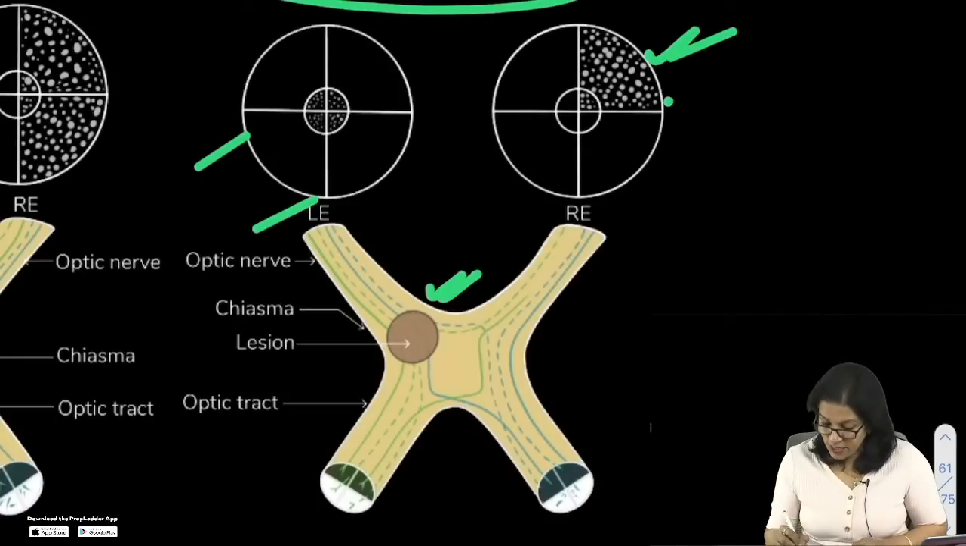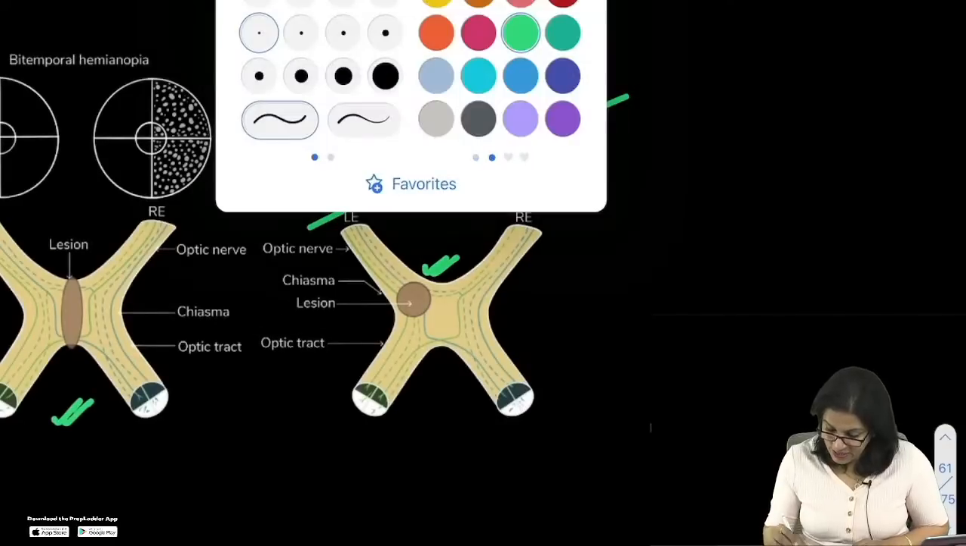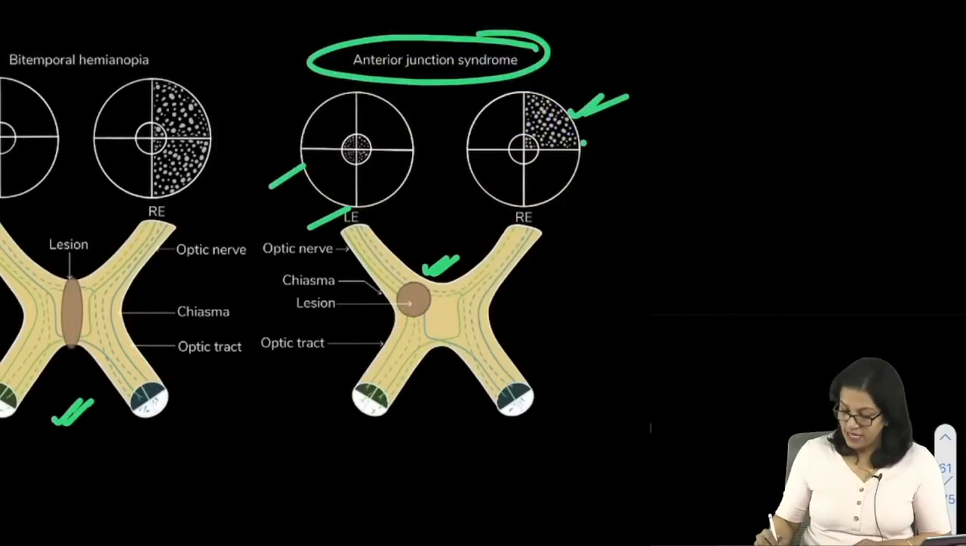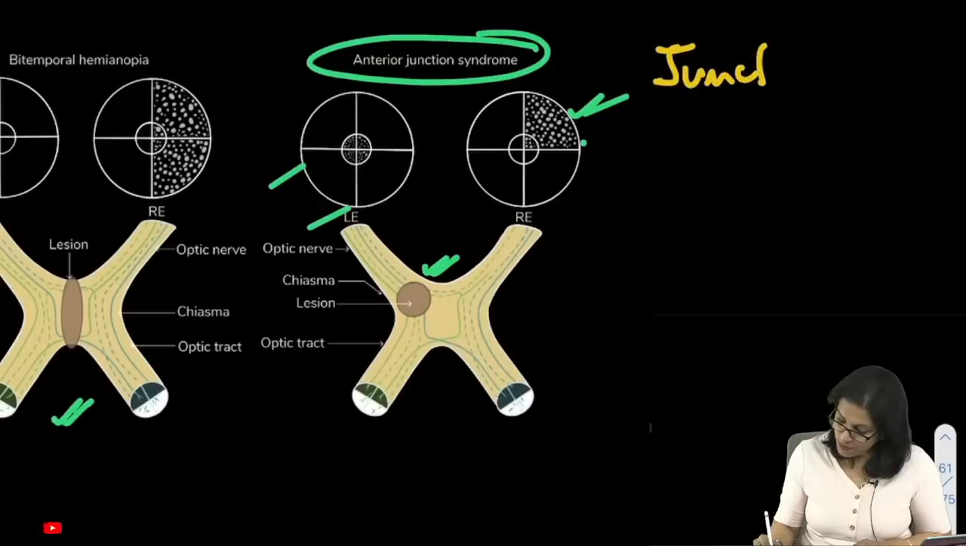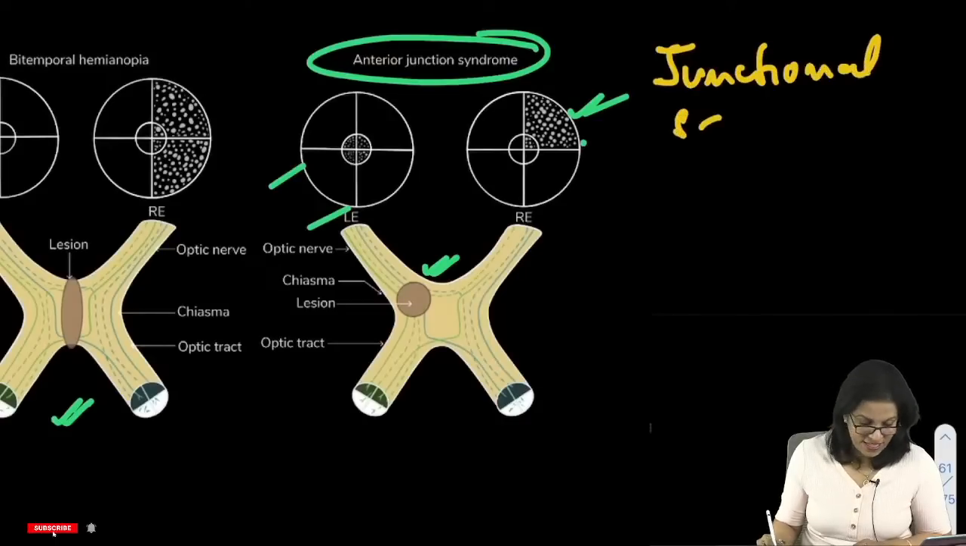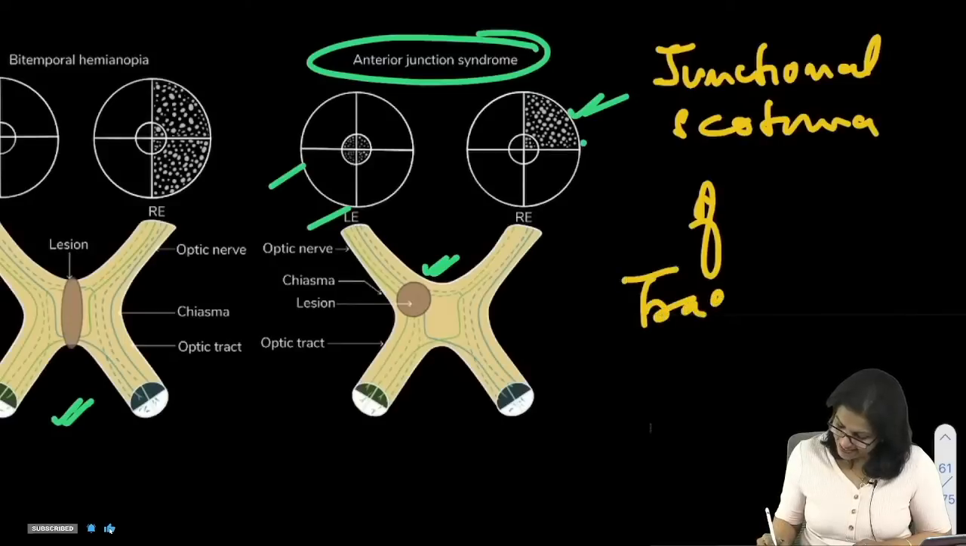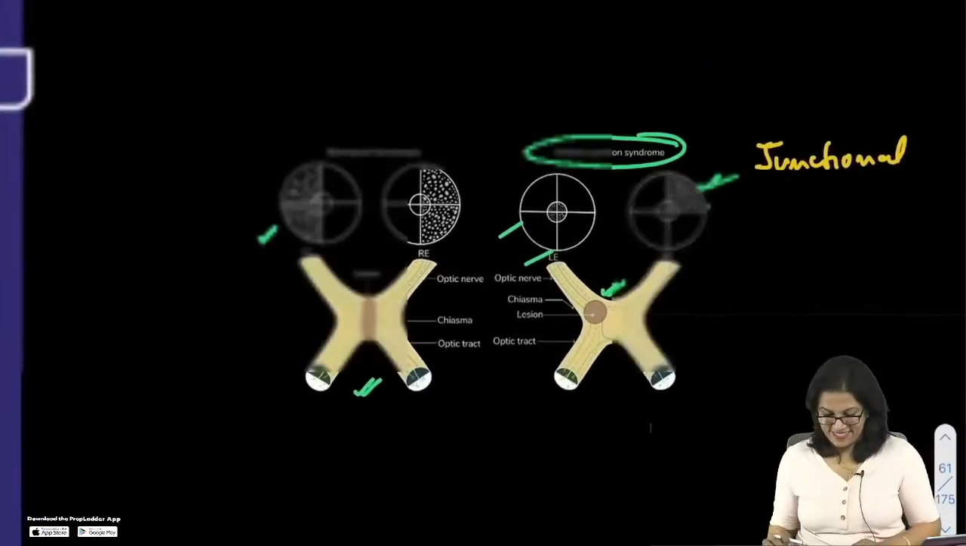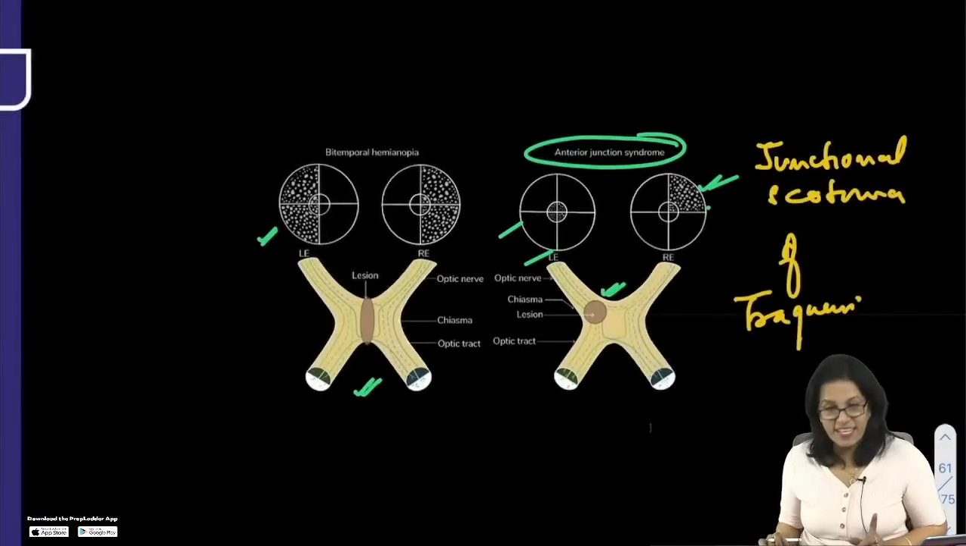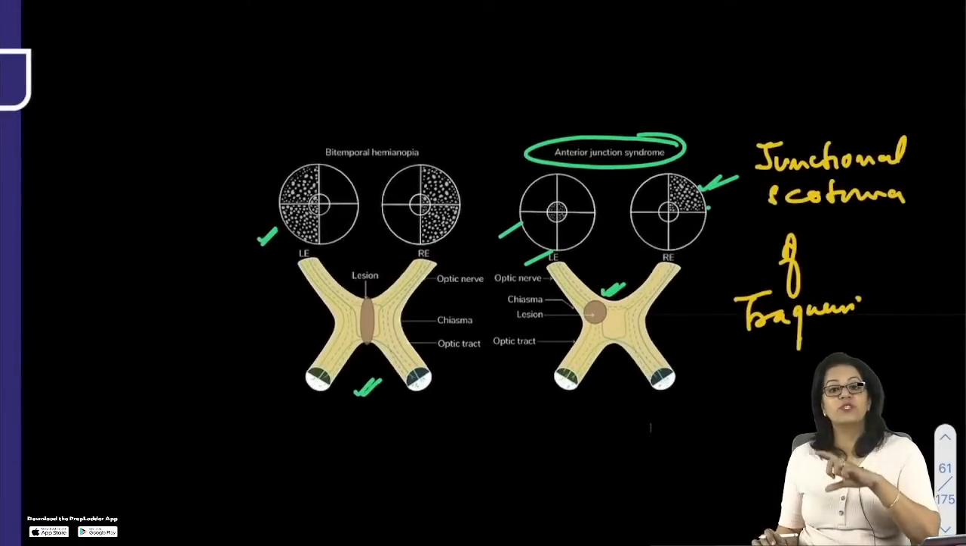And you know there is another name for this, you should know that also. It is called anterior junction syndrome, or you can also call this junctional scotoma of Traquair. Okay, junctional scotoma of Traquair. Okay, so what is the answer? Anterior. And what happens in posterior?